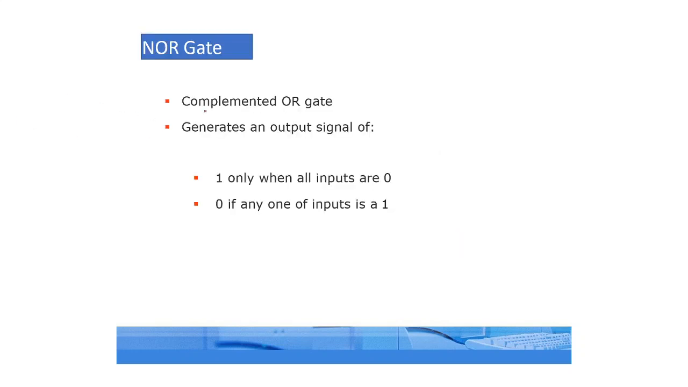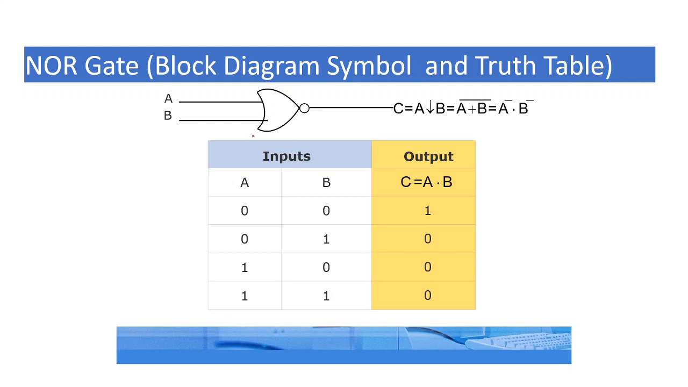Next is NOR gate. NOR gate is the complemented OR gate. When we complement OR gate, meaning when OR gate is combined with NOT gate, then it becomes a NOR gate. So it generates an output signal of 1 only when all the input signals are 0, and it produces an output signal 0 if any one of the inputs is 1. This one is the logical symbol for NOR gate, and it is represented in the Boolean expression with the help of down arrow. So C is equal to A down arrow B.